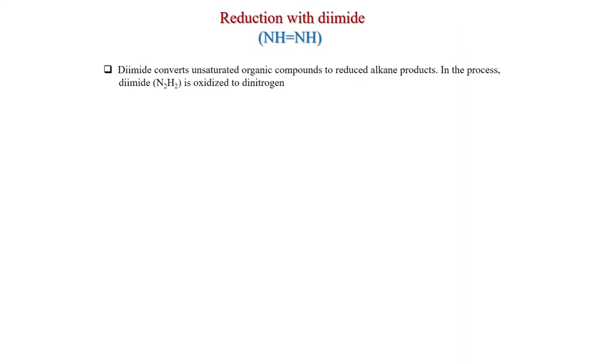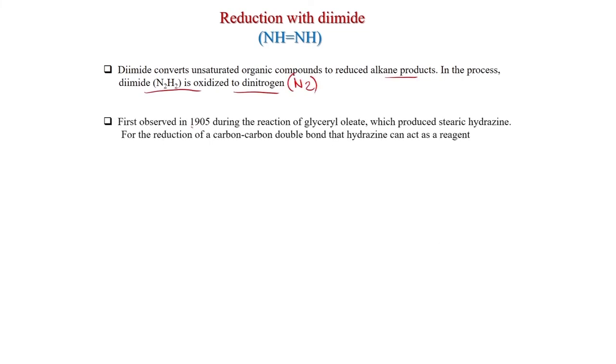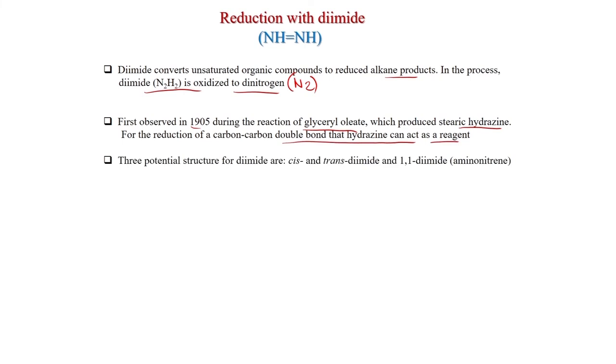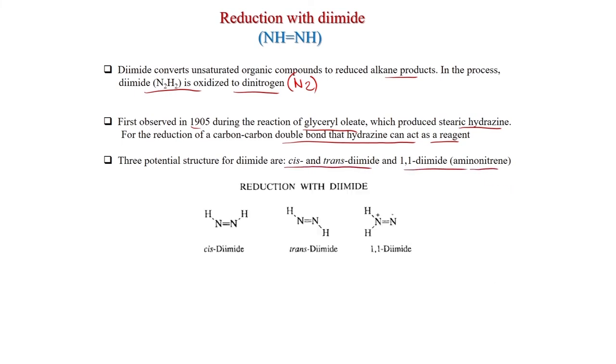Now, we will discuss reduction with diimide. So, diimide converts unsaturated organic compounds to reduced alkane products. In the process, diimide is oxidized to dinitrogen. So, nitrogen is formed. It was first observed in 1905 during the reaction of glyceryl oleate, which produced stearic acid, by the reduction of the carbon-carbon double bond; that hydrazine can act as a reagent. Three potential structures for diimide are cis and trans diimide and 1,1-diimide, that is aminonitrene. This is cis diimide, this is trans, and this is 1,1-diimide.